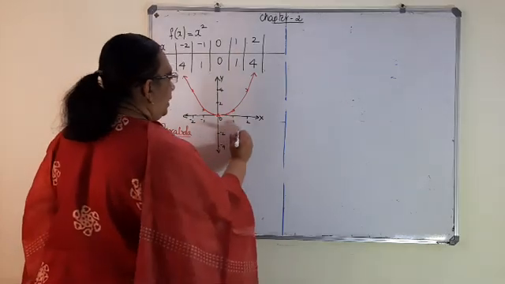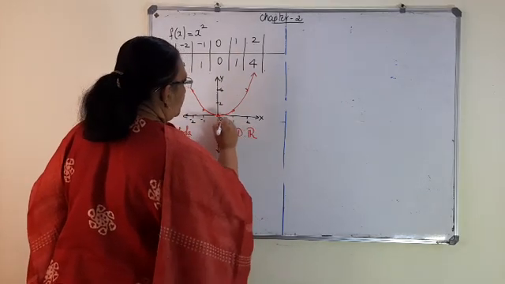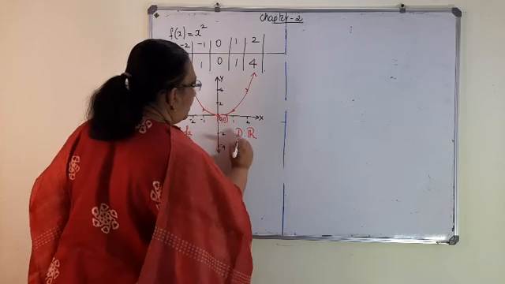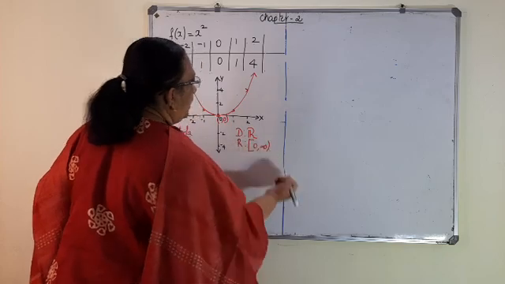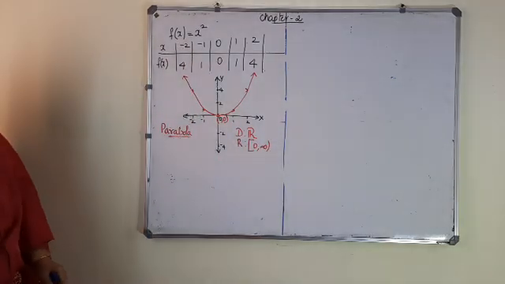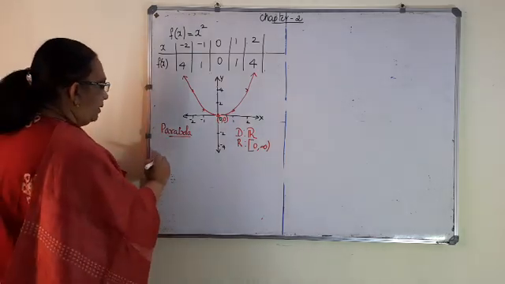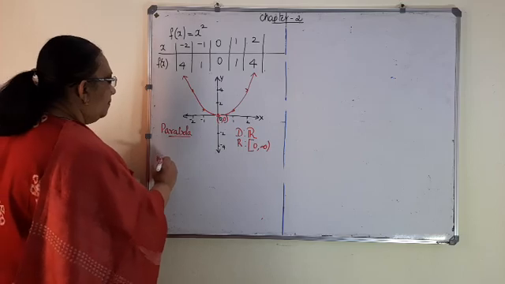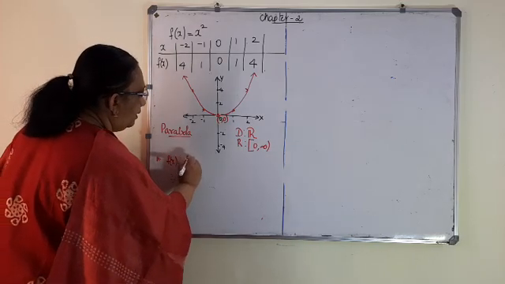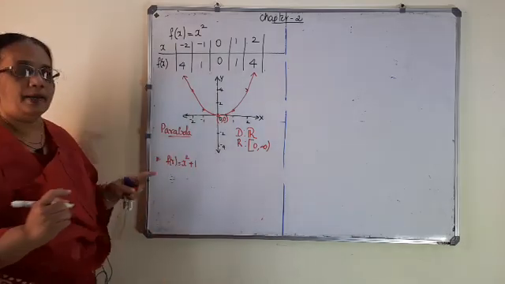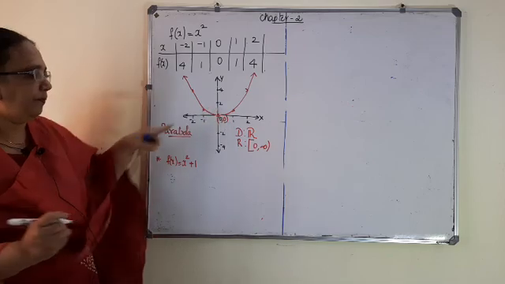And what about the domain? Domain is the set of all real numbers. This is 0, 0. And what about the range? Range is equal to the closed interval 0 to infinity. From this graph also you can find that for the function f of x is equal to x squared plus 1, it will have a vertical shift of 1 unit up.